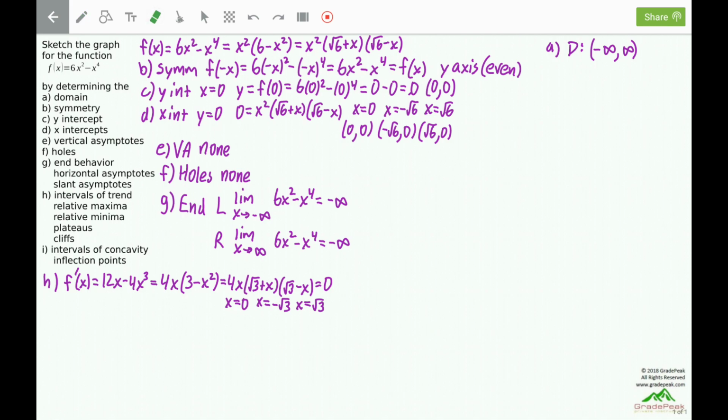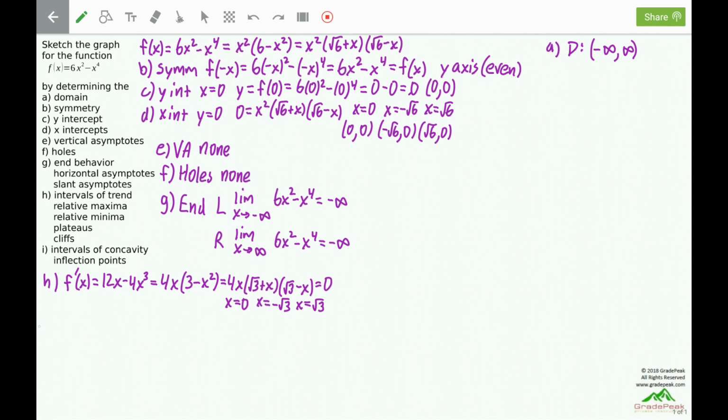We will now check to see which of these are in the domain. The domain is all real numbers. Each of these is a real number. The square root of 3 is a real number. It's a decimal, but it is a real number. Each of them is in the domain. Each of them is a critical number.